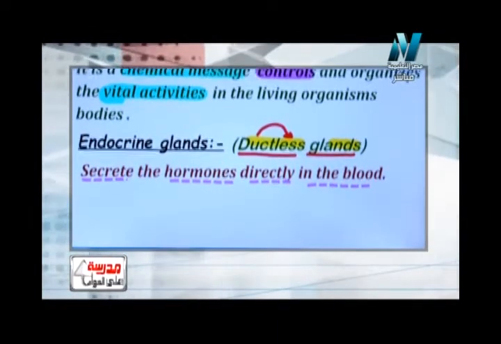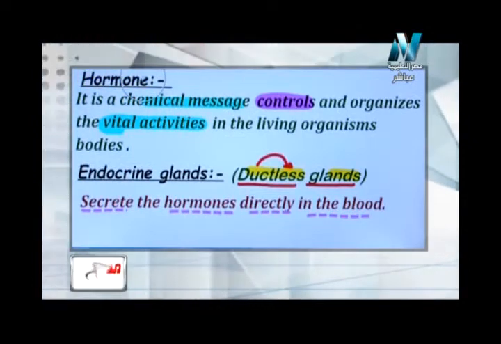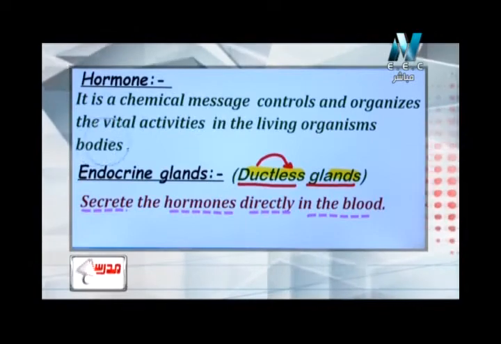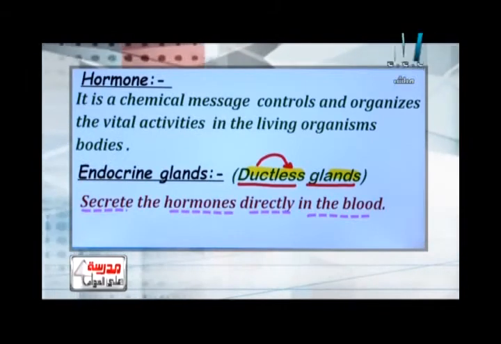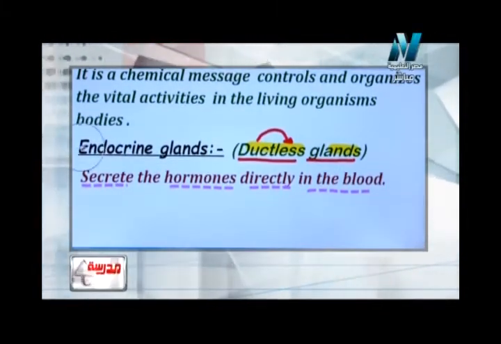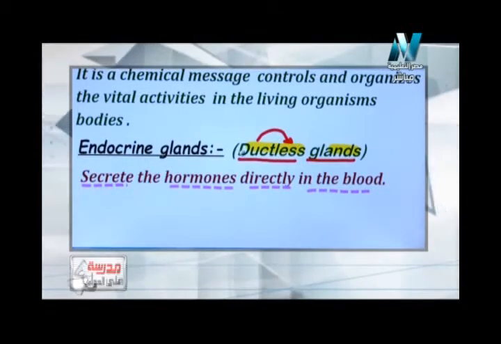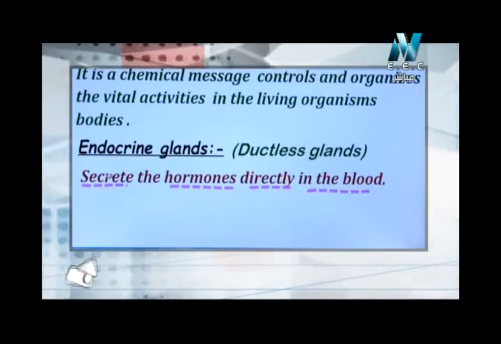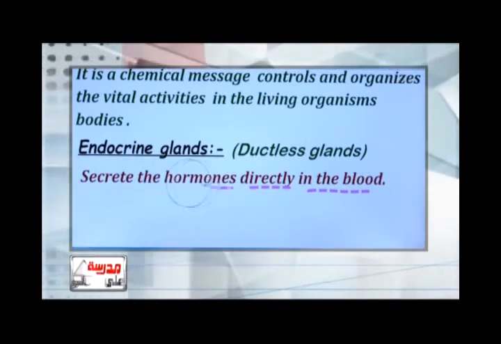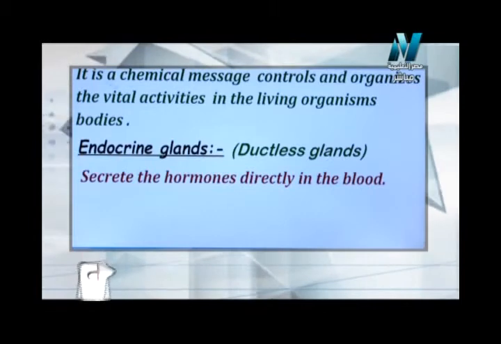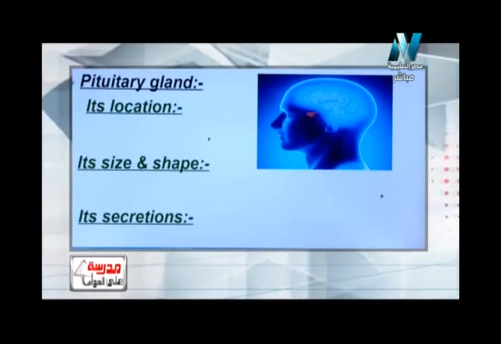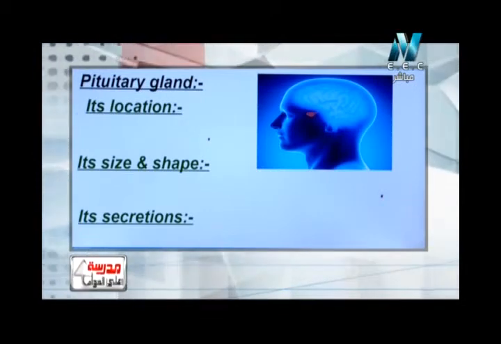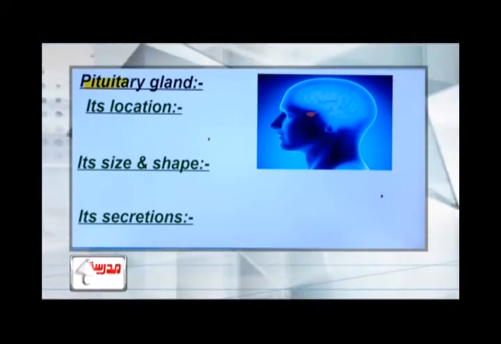So now we know what is meant by hormones as chemical messages, control and organize the vital activities in the human body or in the living organisms bodies. And we know what is meant by endocrine glands, as we can define them as ductless glands. They secrete hormones directly in the blood. So we have to know the first gland in our body. This gland is called pituitary gland.